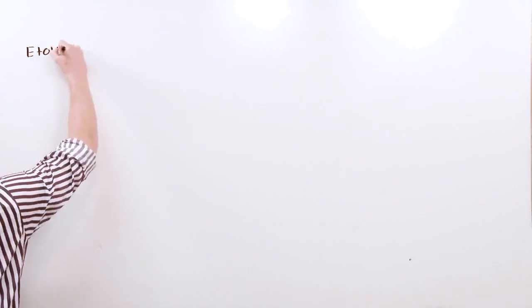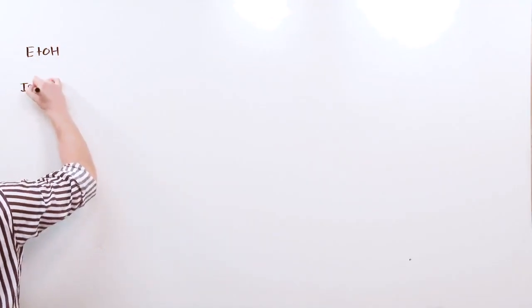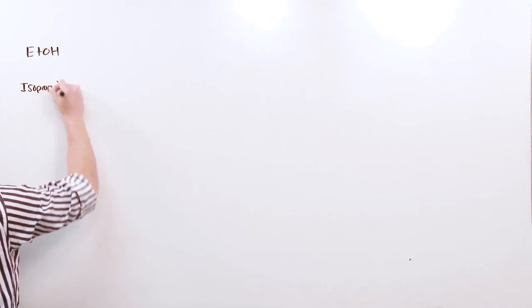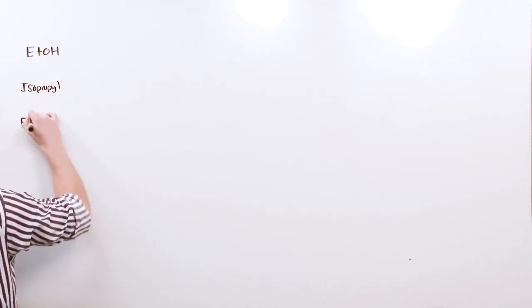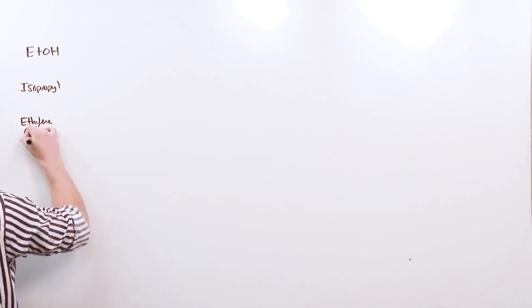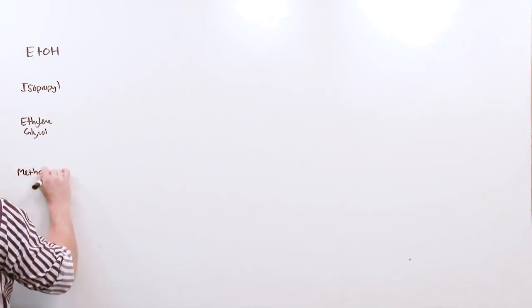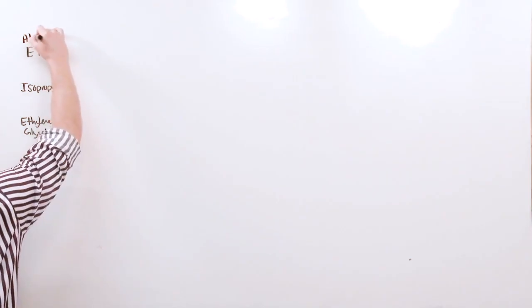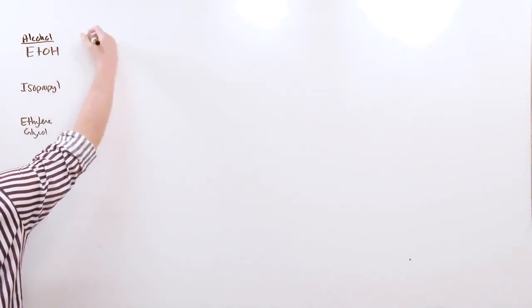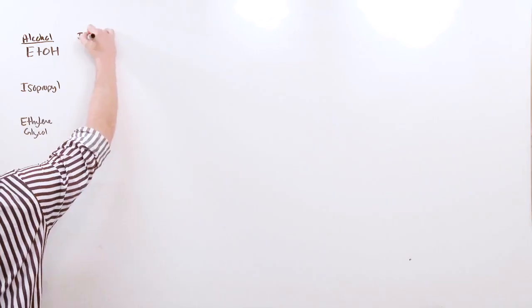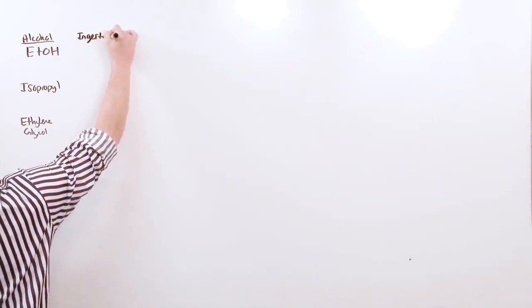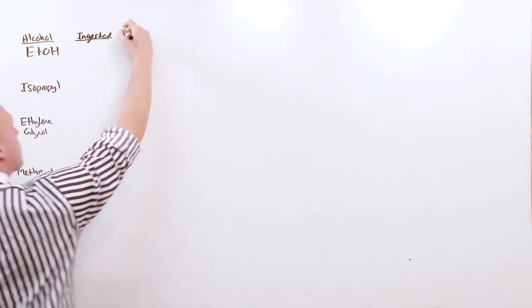Let's start off by talking about alcohols. And by alcohol, I don't just mean ethanol. You want to be able to separate ethanol from isopropyl alcohol, from ethylene glycol, and methanol. And what I want you to do is separate out these based on the alcohol, how you get it, and whatever special thing you need to know about that particular alcohol.